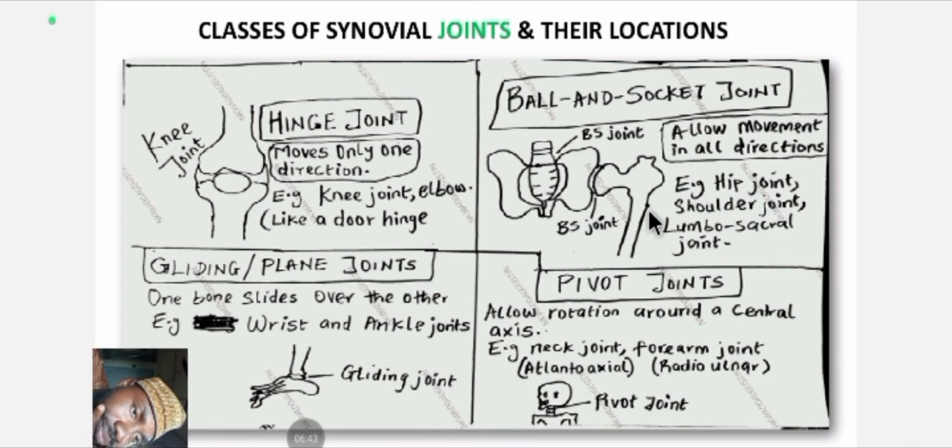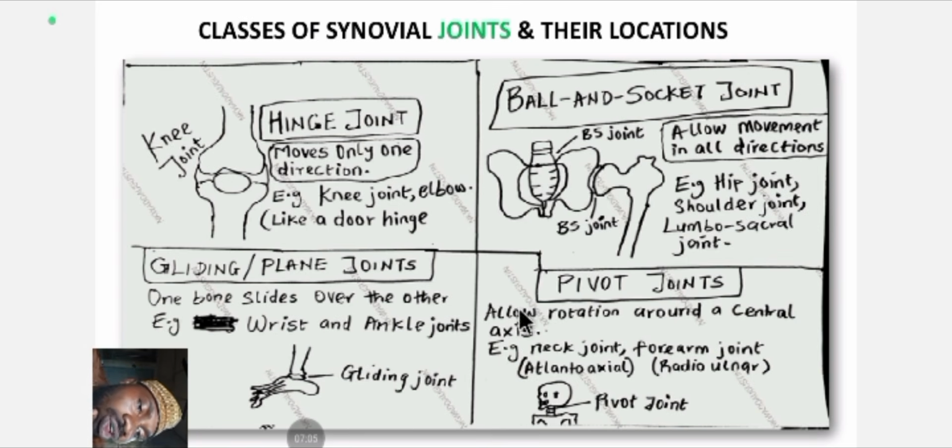All right. Example, where is it located? The hip joint, the shoulder joint, the lumbosacral joint. Okay, that's where you have the ball and socket joint. Then on the down left of the diagram, we have the gliding/plane joints, where one bone slides over the other. Okay, for example, the wrist, the ankle. That's where you have the gliding and the plane joints.